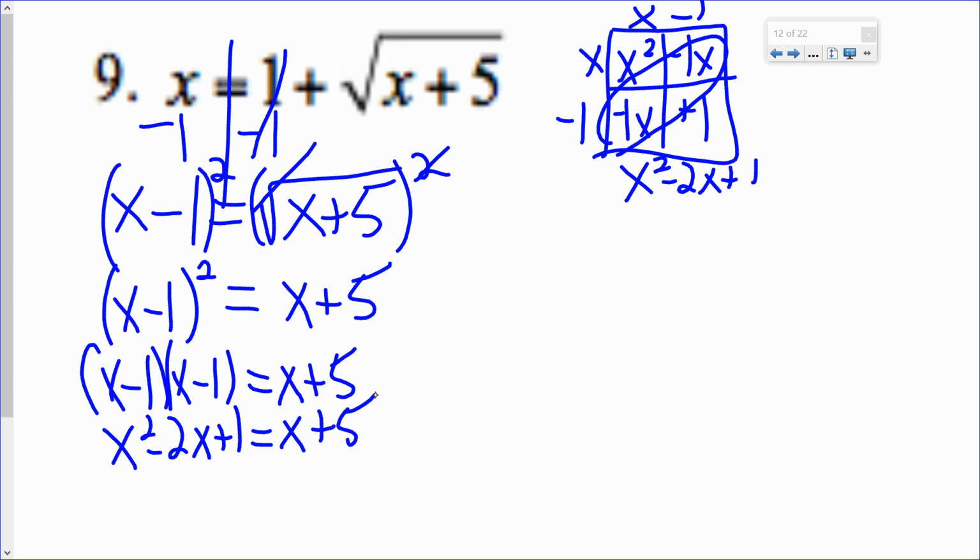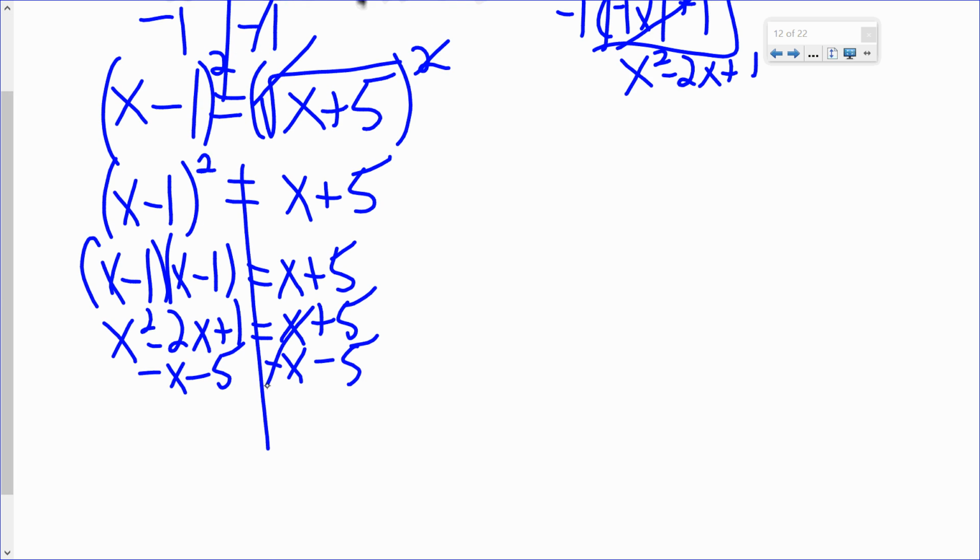Mr. X squared, what does he want to do? He wants to party. Can he party right now? Nope. I gotta bring the x and the 5 over. I get x squared minus 3x minus 4 equals 0.